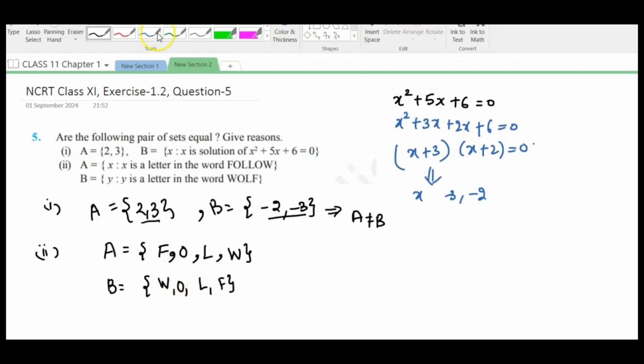Now we need to see if the sets are equal or not. So all the elements of set A are the elements of set B, because F is here, F is here, O is here, O is here, L is here, L is here, W is here, W is here. Now let's check for B. W is here, W is here, O is here, O is here, L is here, L is here, F is here, F is here. So all the elements of set A are the elements of set B, and all the elements of set B are the elements of set A, which means that A and B are equal.